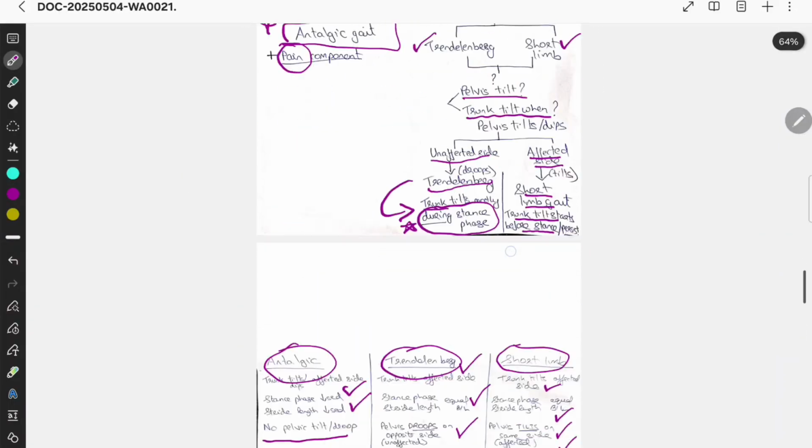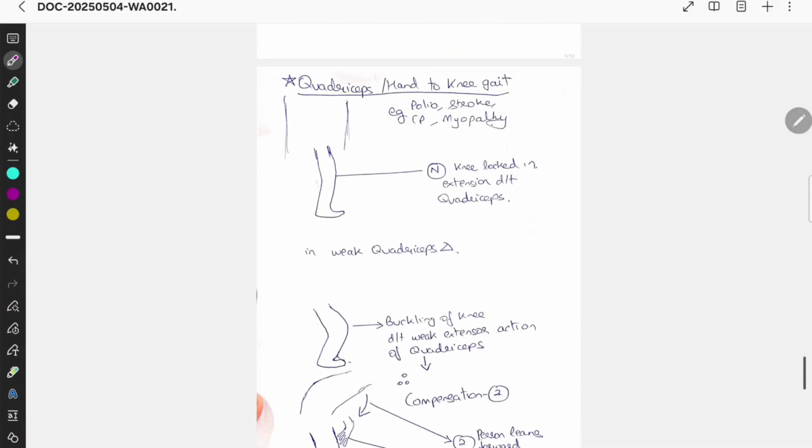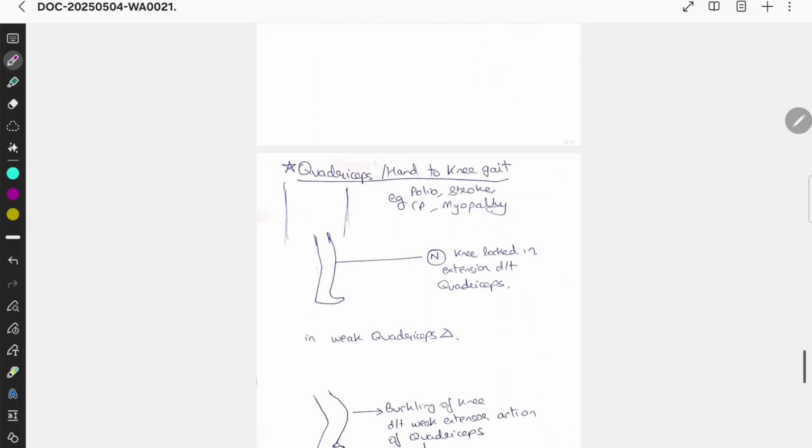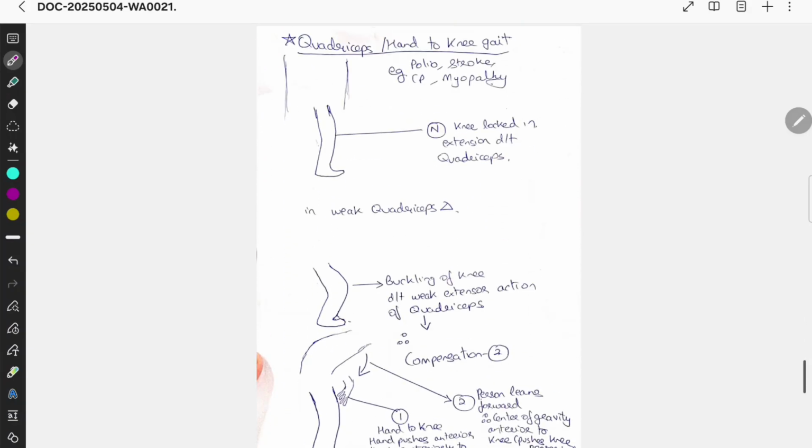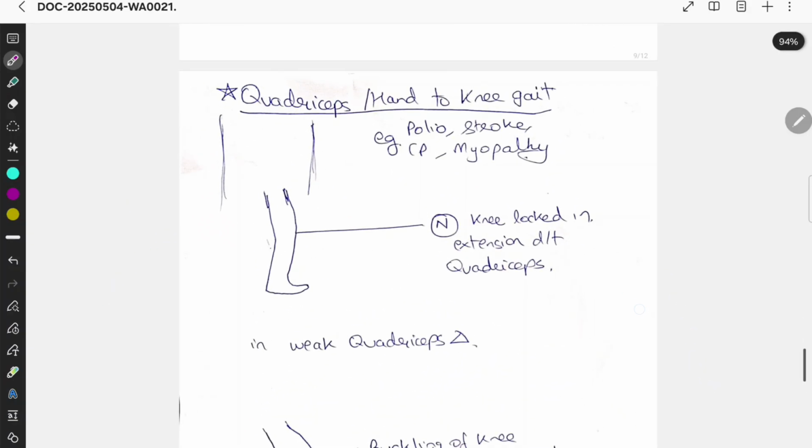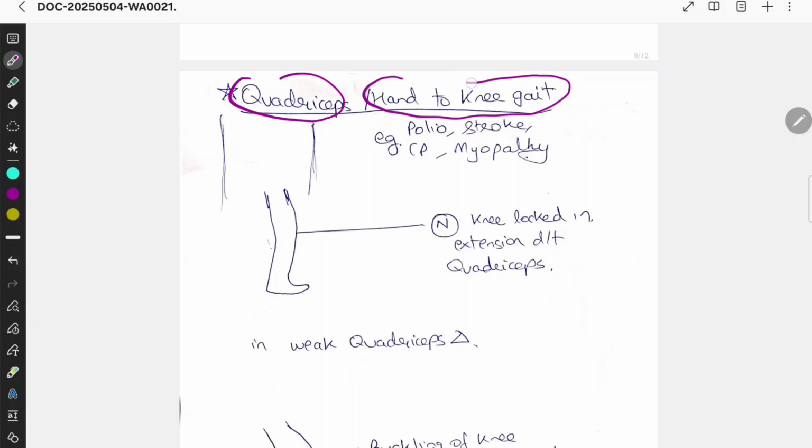Okay, now we are going to understand some of the special gaits and the biomechanics behind them. Okay, so commonly we see a quadriceps gait, which is classically known as the hand to knee gait. The name itself tells a lot of things. Okay, so when is it common? In polio, stroke, cerebral palsy, myopathy.